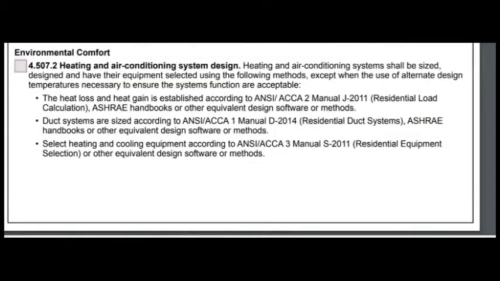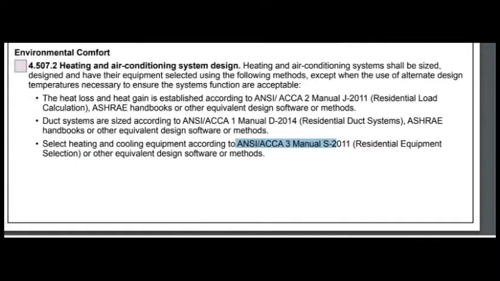Environmental comfort. Heating and air conditioning system design. Heating and air conditioning systems shall be sized, designed, and have their equipment selected using the following methods, except when the use of alternative design temperatures necessary to ensure the system functions are acceptable. The heat loss and heat gain is established according to ACCA Manual J. That's the Air Conditioning Contractors of America Manual J for load calculations. Down below, same thing, ACCA Manual D. That's the same thing, but for ducts. And then below that, Manual S. That's using the Air Conditioning Contractors of America protocols for actually selecting the systems.